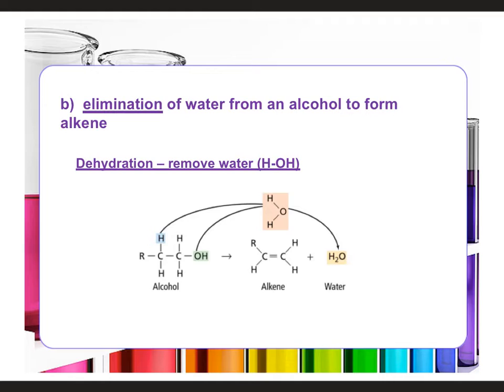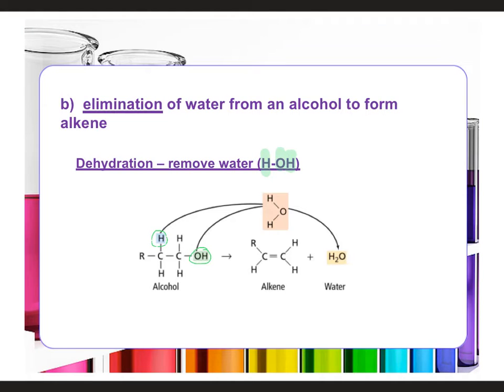In our next elimination reaction, we're going to be eliminating water. And water is H and then an OH group. So what we're going to be doing is looking at our alcohol, where we've got an OH group on one carbon, and on the adjacent carbon, the carbon next to it, we've got a hydrogen atom.